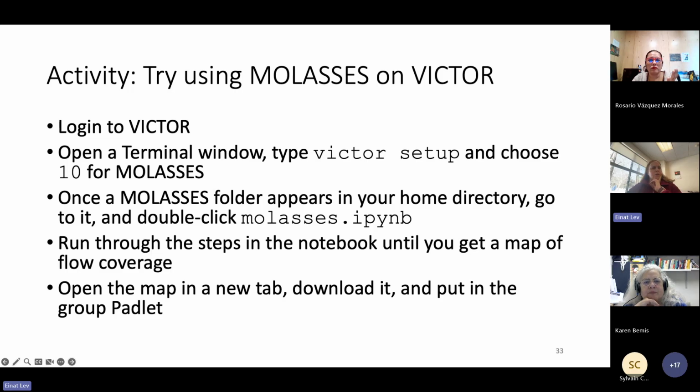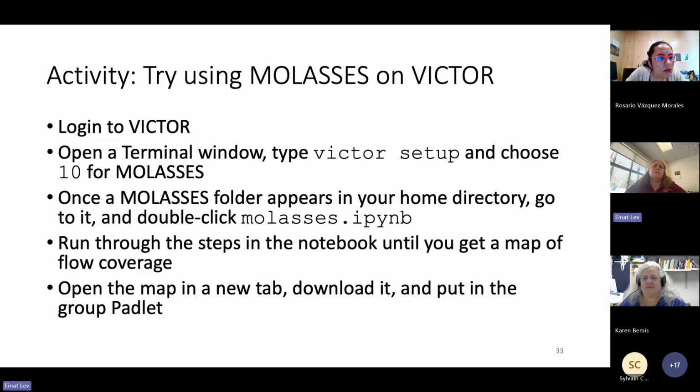So how about we take 5 to 10 minutes. It runs pretty quickly. I'll try to be quiet, not to bother you, but if you have any questions, please put them in the chat. Sam, Sophia, and me will try to help you. At the end, please put your beautiful results in the Padlet. The number for Molasses might have changed since I made the slide, so check that you actually pick the one for Molasses.